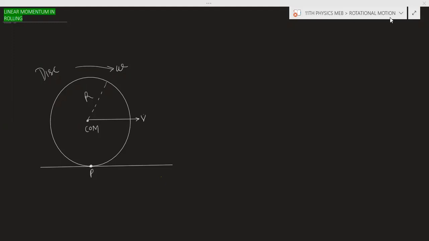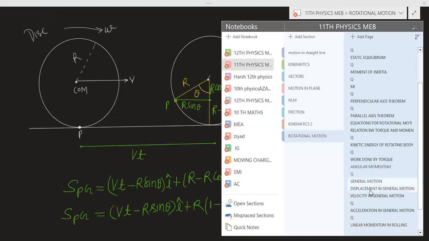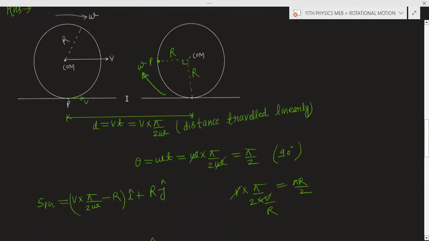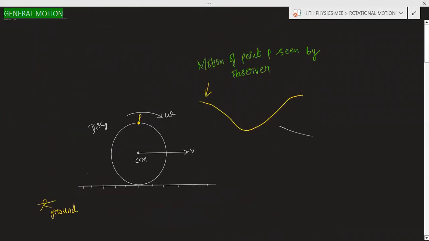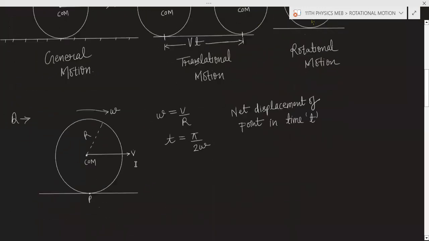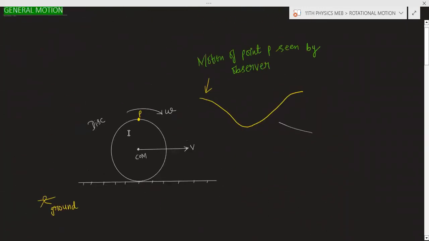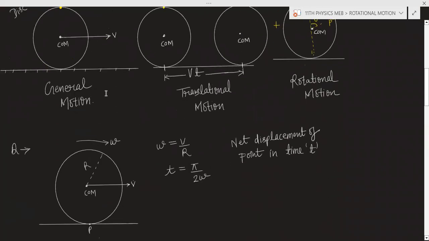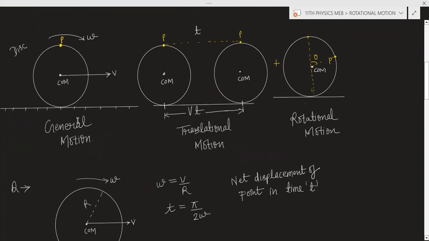So, in the last classes, we were discussing basically the general motion. General motion means when the body is moving linearly and it is rotating at the same time. First we have seen the displacement in the rolling motion, or you can say in general motion. To study the general motion, we have divided it into translational motion and rotational motion separately, to analyze the motion.